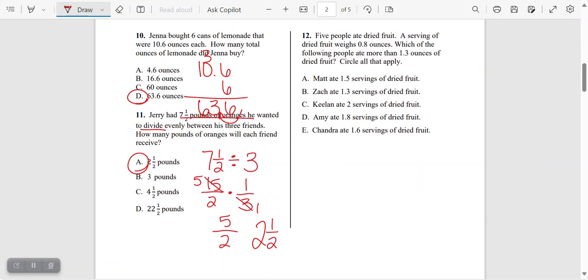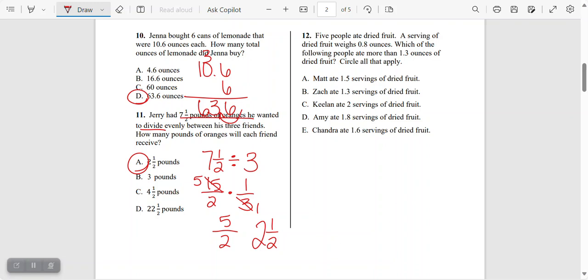5 people ate dried fruit. A serving of dried fruit weighs 0.8 ounces. Which of the following people ate more than 1.3 ounces of dried fruit? So this is multiplication. This problem's a little bit tedious.